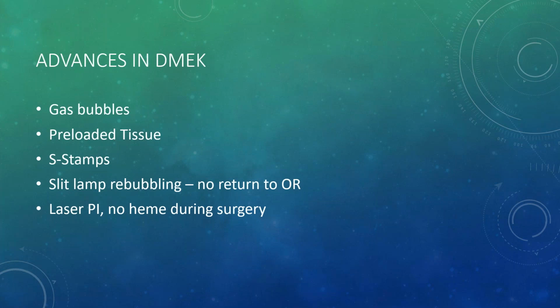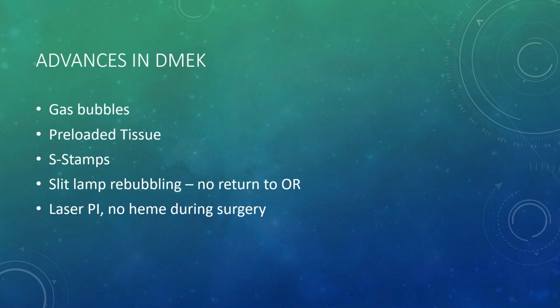We're using tissue that's prepared by the eye bank, so we're not having to strip and prepare our own tissue, so it comes preloaded in a glass tube. We're stamping the tissue with ink so we know which side is up and which side is down. We use something called an S-stamp. And then we rebubble with a slit lamp.